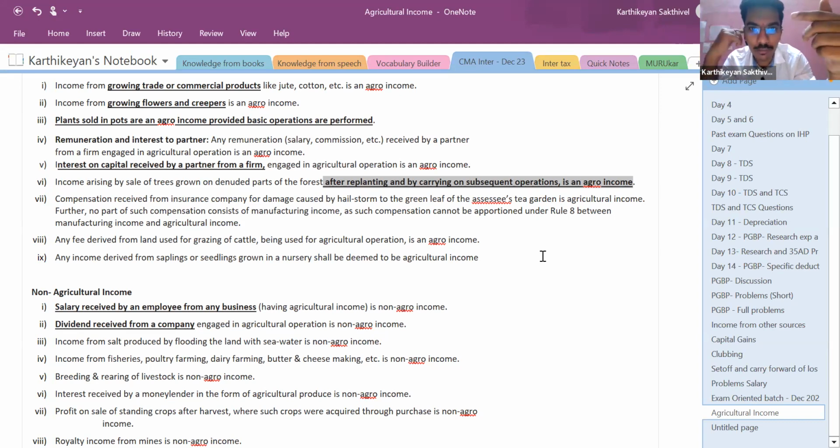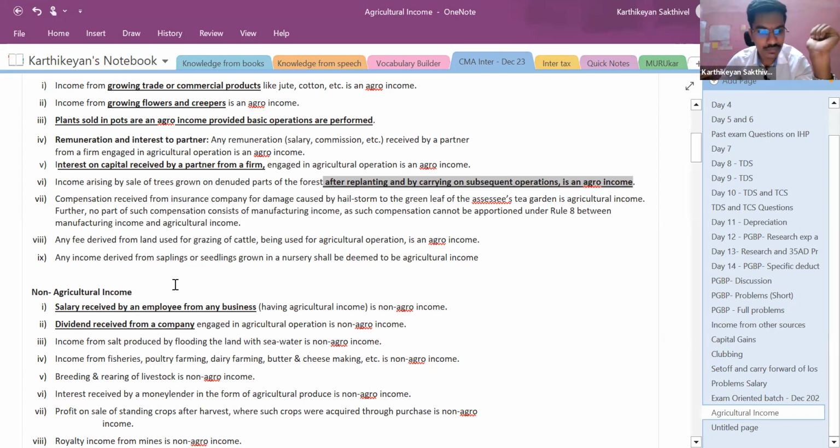So if both basic operation and subsequent operation are carried on by the same person, the produce is to be known as agricultural produce. But if basic operation is not carried on by that person and he's only carrying on the subsequent operation, அப்படின்னா that income which he is earning from the subsequent operation is not to be treated as agricultural income because he has not carried on the basic operation. So basic plus subsequent is equal to agricultural income. Basic separate is equal to agricultural income. Subsequent separate is equal to non-agricultural income.